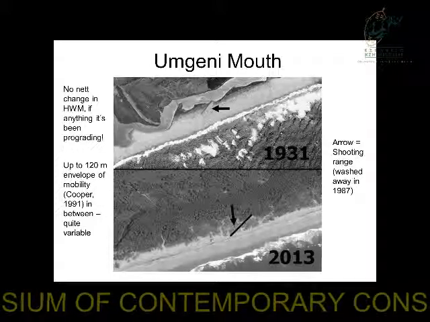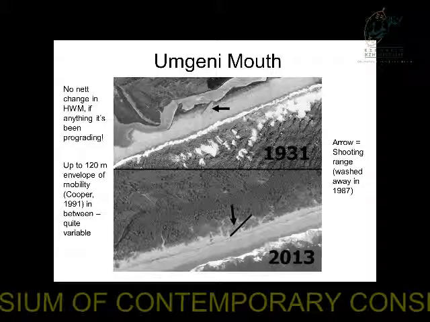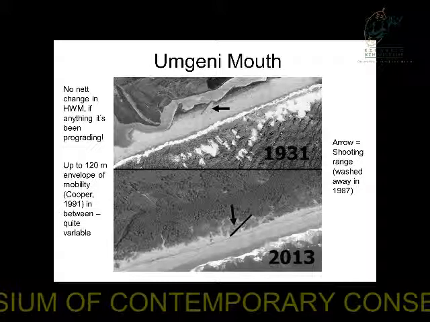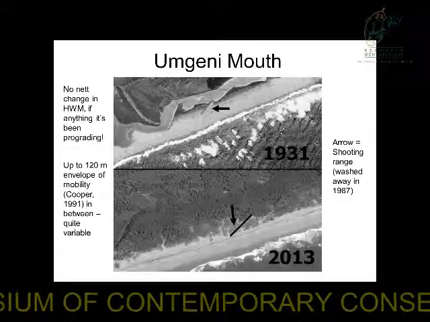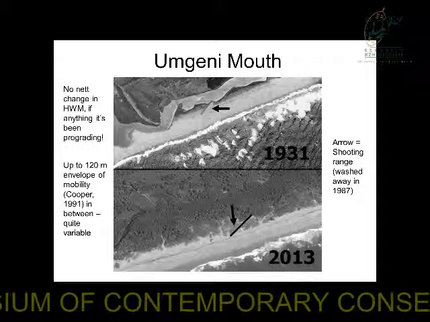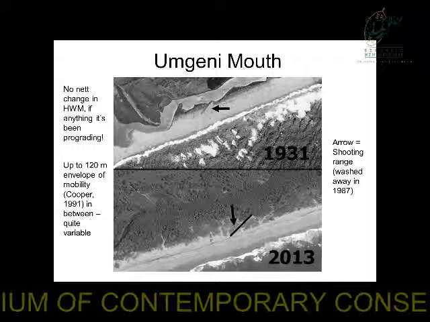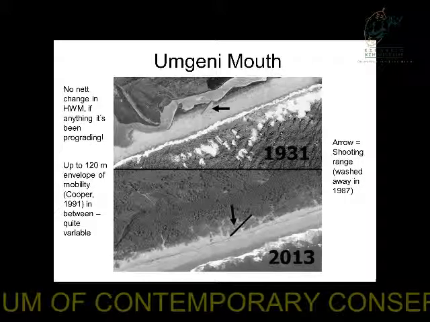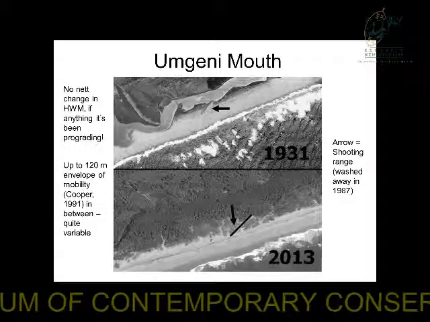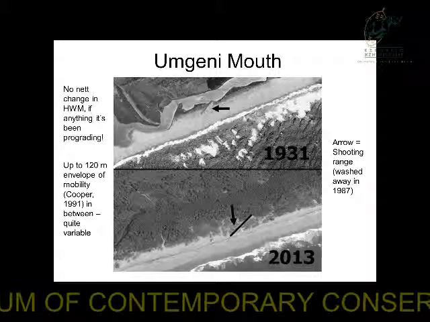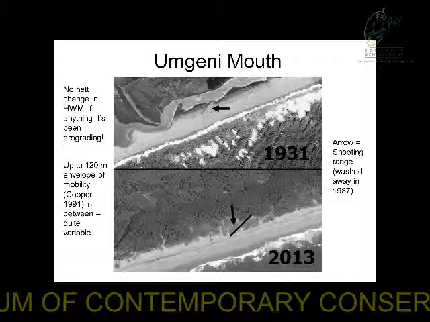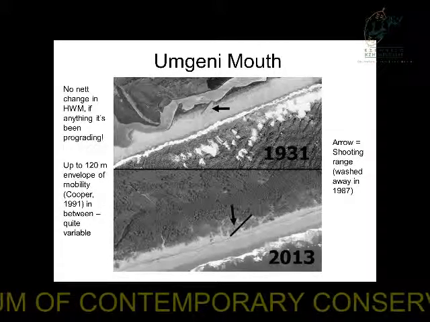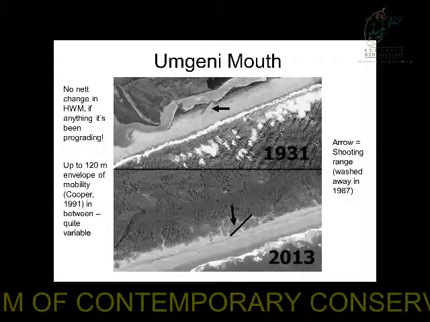So in Umgeni Mouth, I've just got a figure here from 1931 and 2013. The Umgeni River at this stage was discharging northward through Beachwood mangroves. But you can see here, there's a little line here that has an old shooting range, which was washed away in the 1987 floods. It's been georeferenced, and it's put in here for your reference. But you can see, with all this, we should be getting less sand, dams are interrupting. Is it all reflected in all the beaches? Not necessarily sure. It's actually been quite stable.